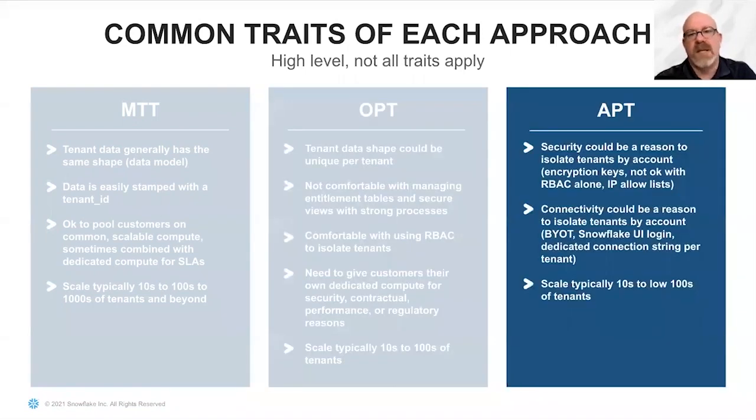And then account per tenant, this is where you're going to really create that extra level of isolation. You're not comfortable using RBAC to say this tenant gets access to database A, where this tenant gets access to database B. You really want to put a much firmer wall between tenants and put them into their own account. It could be because you also want to use features in Snowflake, like encryption keys or IP allow lists that are typically set at the account level. That might be another reason why you choose this model.